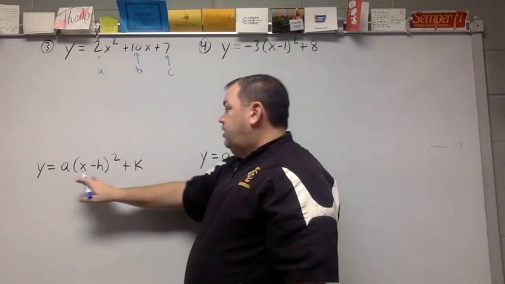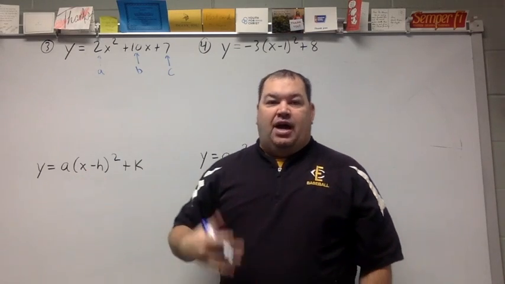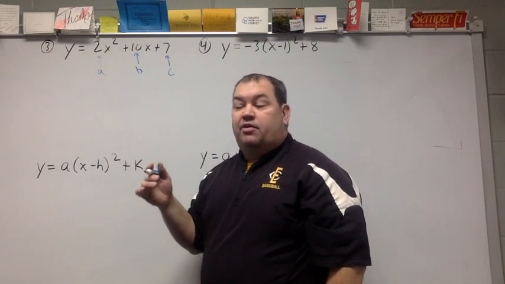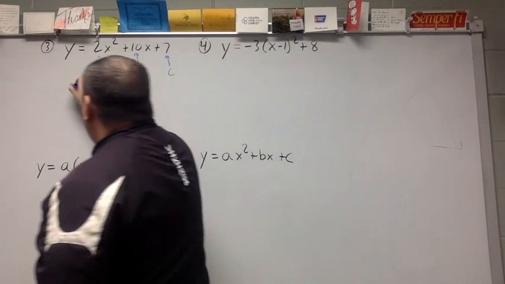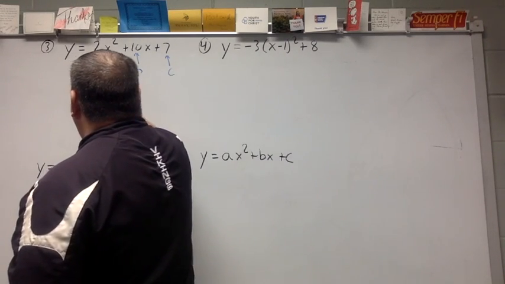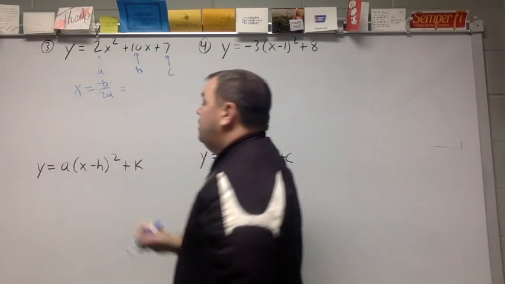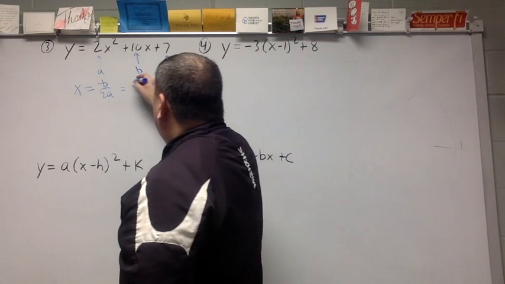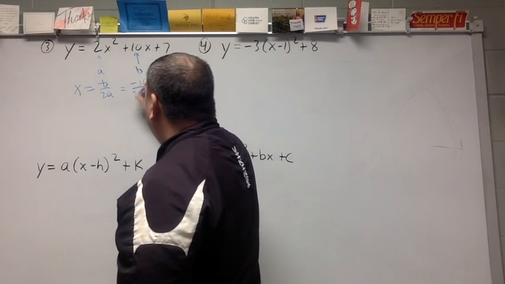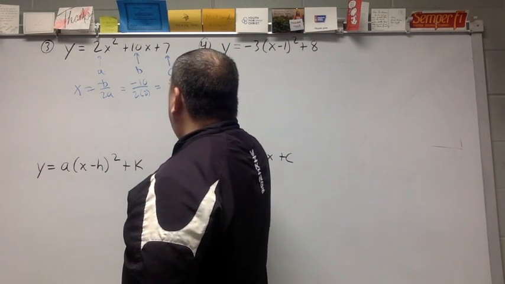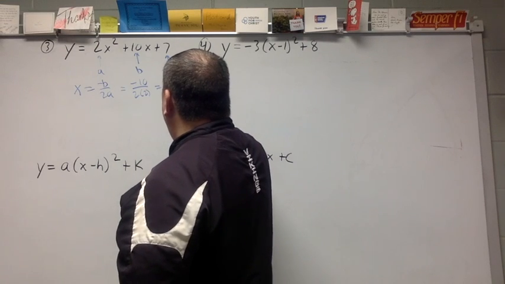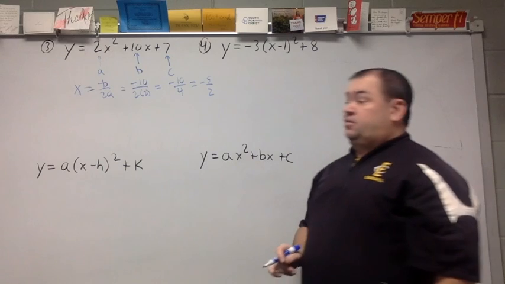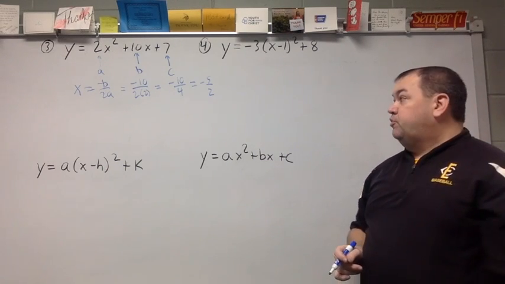Now, if I want to put it into vertex form, I need to know the vertex. I'm going to go back to that first calculation, x equals opposite of b over 2a, and figure out what x is, because I need that for vertex form. So opposite of 10 over 2 times 2, looks like I get negative 10 over 4, which is negative 5 halves, so there's my x. Opposite of b over 2a.